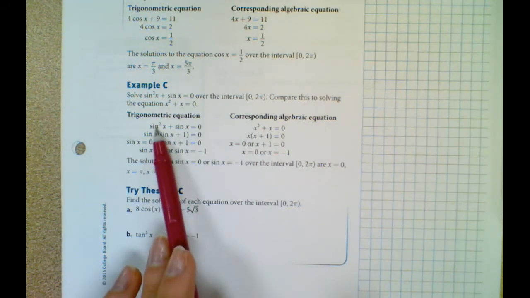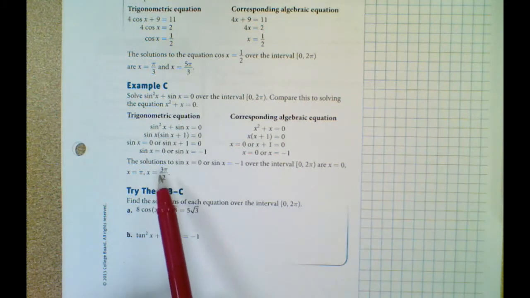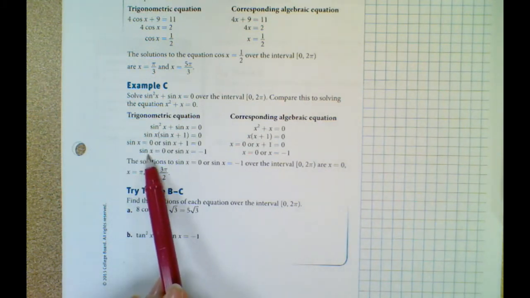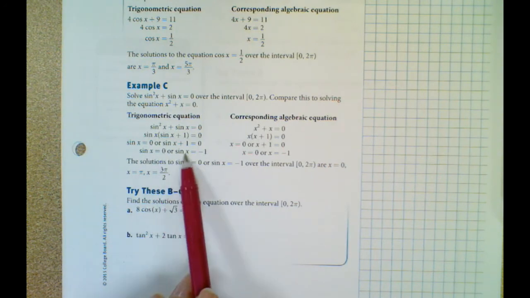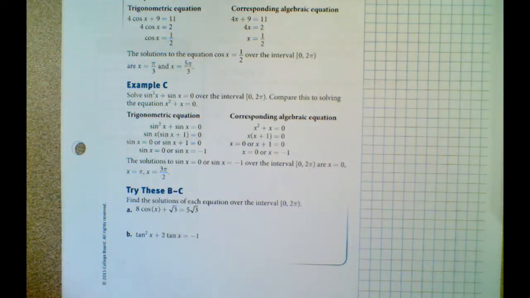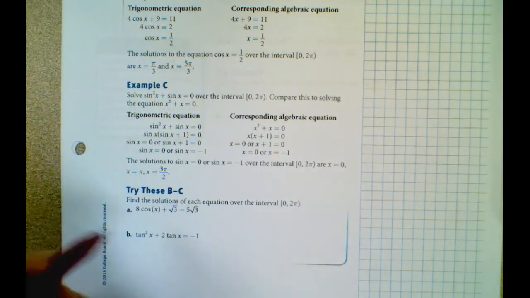Instead of factoring out x, we're factoring out sine. And then you would be solving sine x equals 0 and sine x equals -1, because you'd have to subtract that 1 over. Okay, and that happens at 0, pi, and at 3 pi over 2 if you look back at your unit circle. All right, let's do some examples together down here.